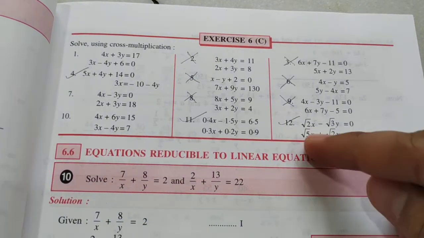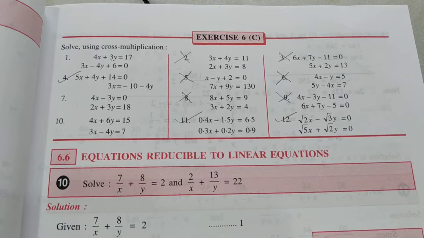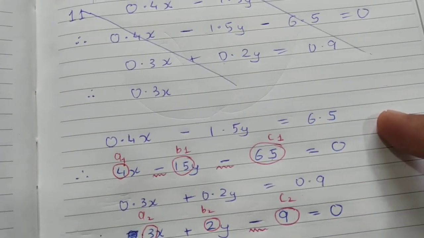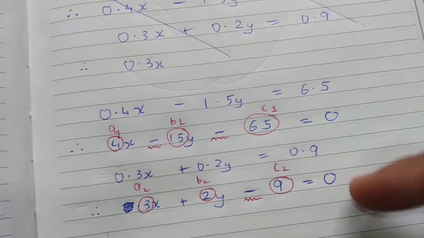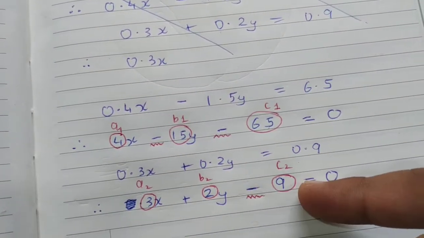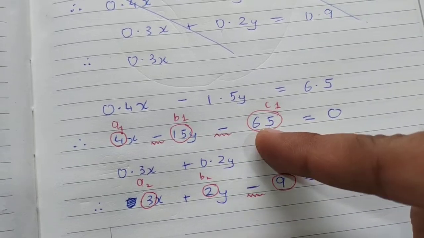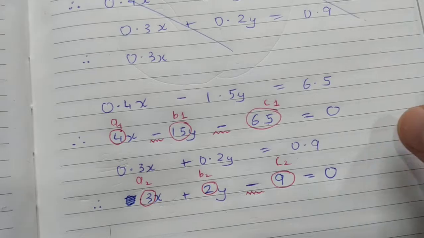Now the 11th sum, again two equations are given, but there are decimal places there. So to get rid of them, let's just multiply the whole equation by 10. So there are no decimal places. Write both the equations in the standard form. Get the values of A1, B1, C1 and A2, B2, C2. Remember, here B1 value is -15, C1 is -65 and C2 is -9. Don't forget the negative signs here.